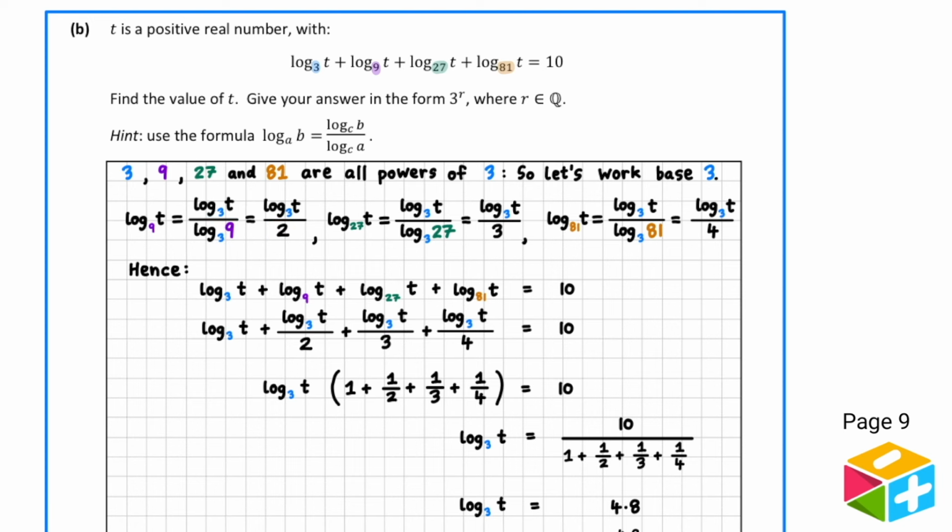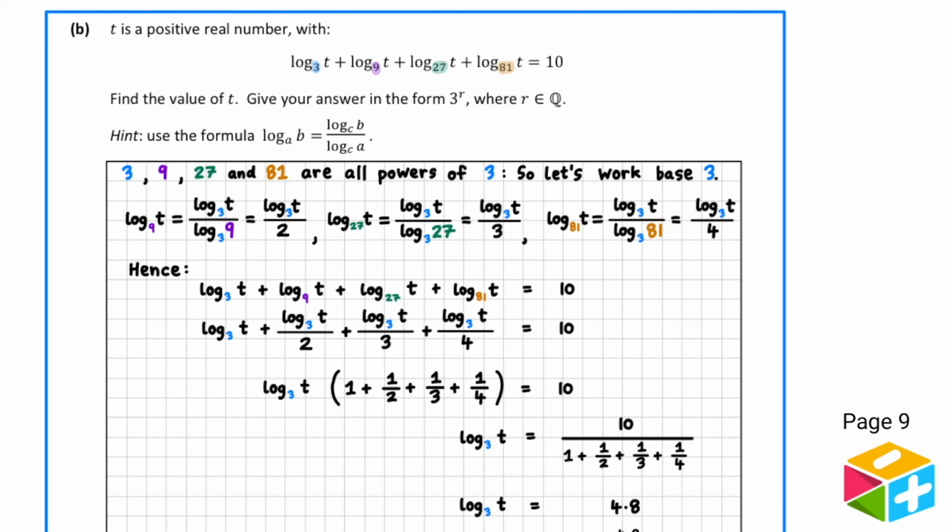We can do a similar thing to deal with the log base 27 of t and the log base 81 of t. Log base 27 of t will be equal to log base 3 of t divided by log base 3 of 27. Using our calculator, the denominator here evaluates to 3. Now, for the log base 81 of t, this can be written as log base 3 of t divided by log base 3 of 81. This time, the denominator evaluates to 4.